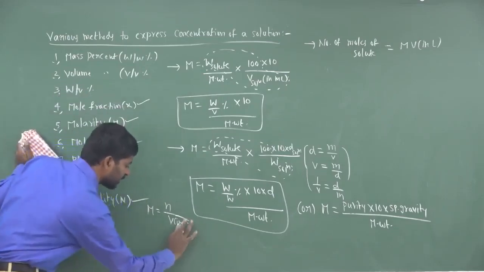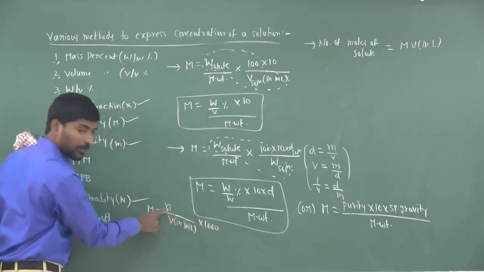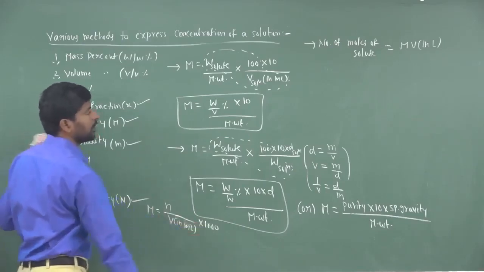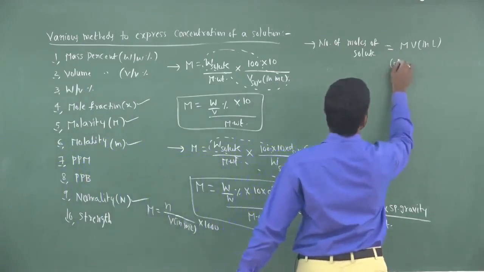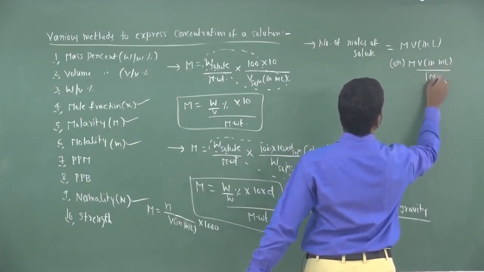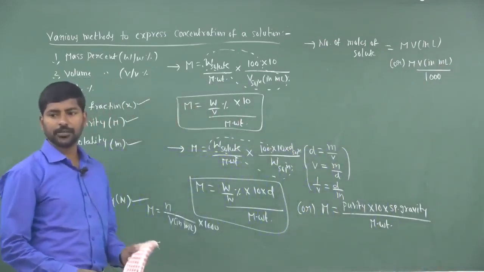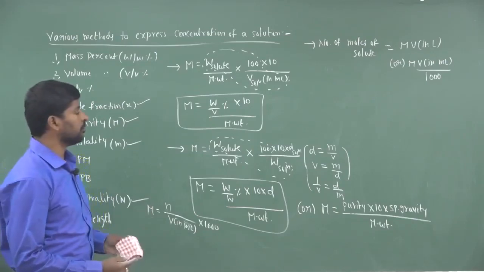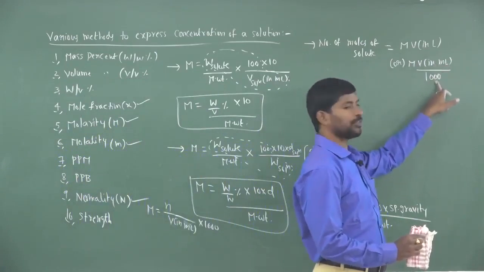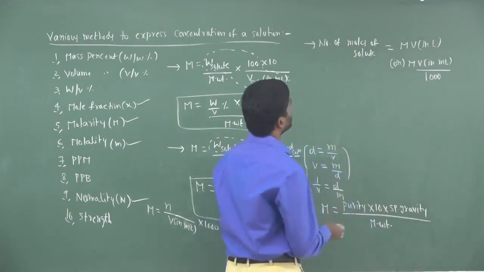Or if you write volume in ml, then the formula for number of moles is M into V in ml by 1000. Volume in liters is nothing but volume in ml by 1000. For example, 2 liters is 2000 ml by 1000, we will get 2 liters. This is the formula for number of moles of solute.